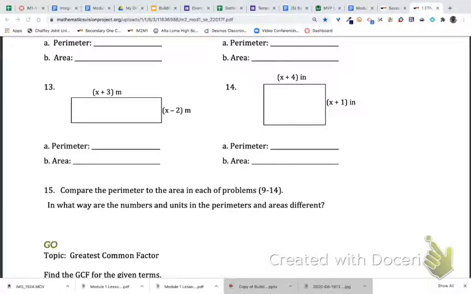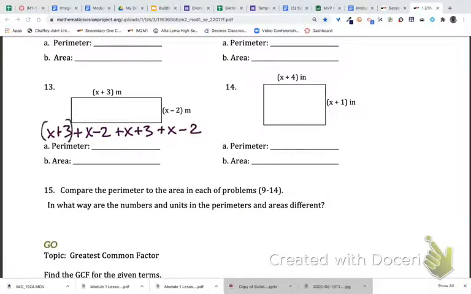For number 13, it's a little bit more of a challenge. x plus 3 and x minus 2 are the two dimensions that we have. We need to find the perimeter. So remember, the perimeter is going to be walking all the way around the edge of the shape. So to find the perimeter, we're going to walk x plus 3 meters, then x minus 2 meters, and then x plus 3 meters, and then x minus 2 meters. So we're going to take all 4 of those dimensions and just add them together. So if we take x plus 3 plus x minus 2 plus x plus 3 plus x minus 2.